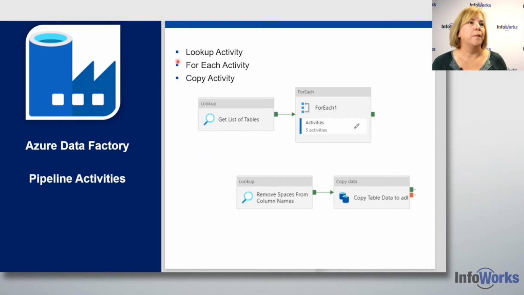So first, we're going to be creating our pipeline. We're going to have a lookup activity, a for each activity, and a copy activity. The lookup activity in our case is going to be getting a list of tables. A lookup activity does just that. It allows you to look up things, so query items, objects, in order to pull a result set back. So we're going to be using it to get a list of tables that's in our database.